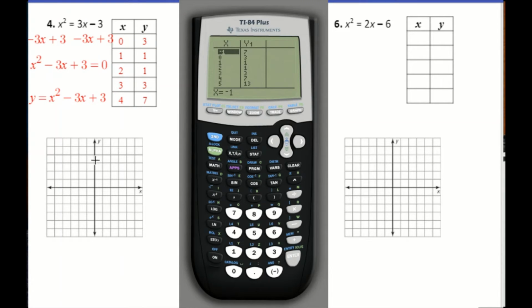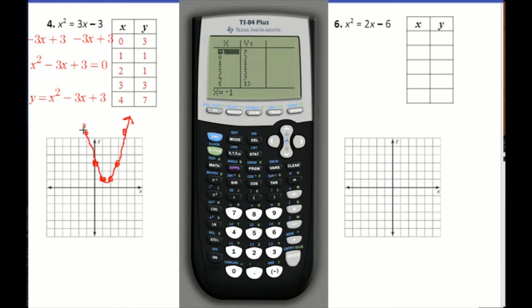So we've got 0, 3, then 1, 1, 2, 1, and 3, 3. It looks like 4, 7 is going to be slightly above this. Because of the symmetry, we know there's also going to be a point at negative 1, 7 as well. We're going to sketch this out, and it does not appear as though we're going to touch that x-axis, but we want to be sure.